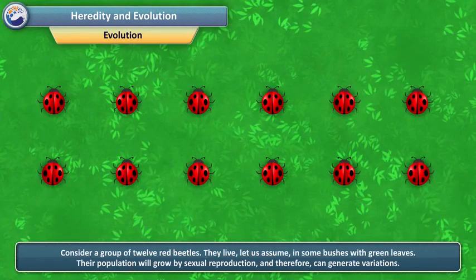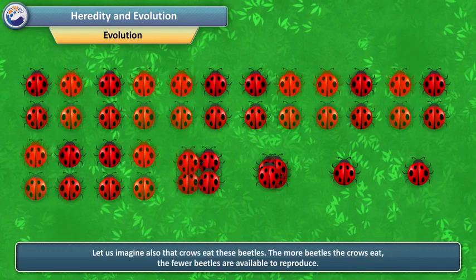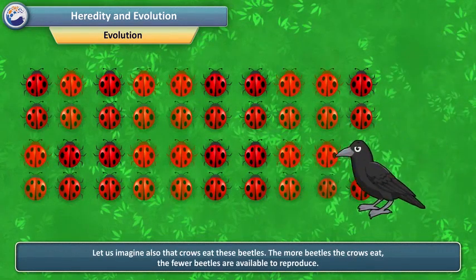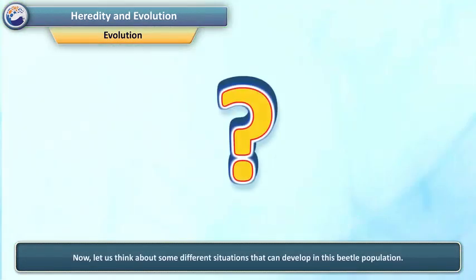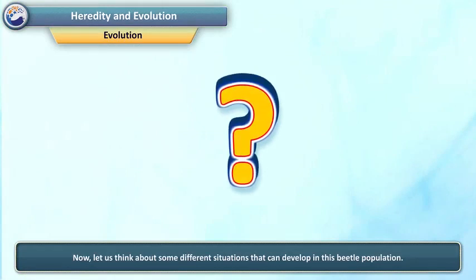Consider a group of 12 red beetles. They live, let us assume, in some bushes with green leaves. Their population will grow by sexual reproduction, and therefore, can generate variations. Let us imagine also that crows eat these beetles. The more beetles the crows eat, the fewer beetles are available to reproduce. Now, let us think about some different situations that can develop in this beetle population.